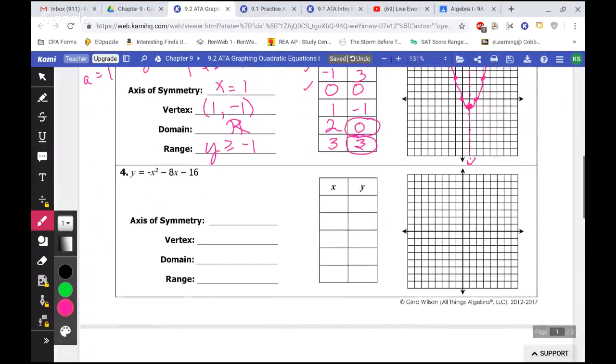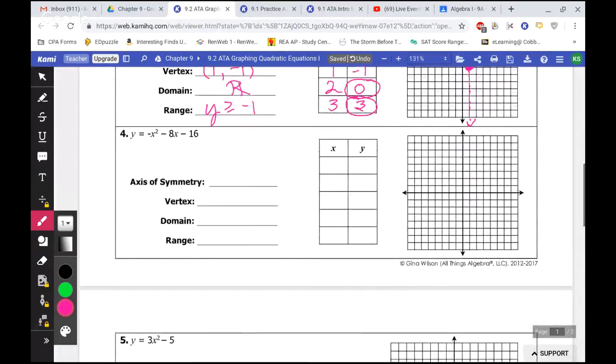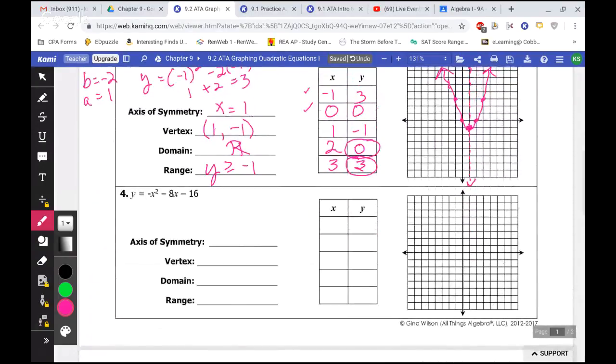Is this coming together for anybody yet? Yes, ma'am. Maybe a little. Yeah, okay, a little bit. All right. So we'll just keep working. As you do more examples, hopefully it will. You know, the more practice, the better you get.